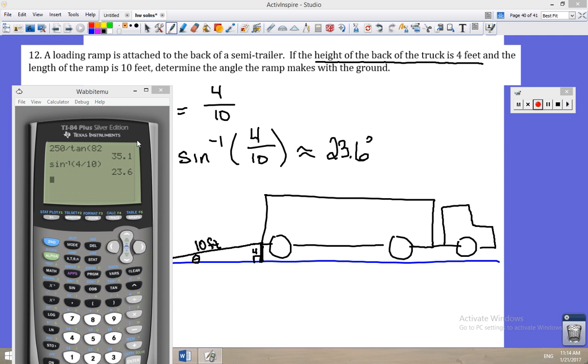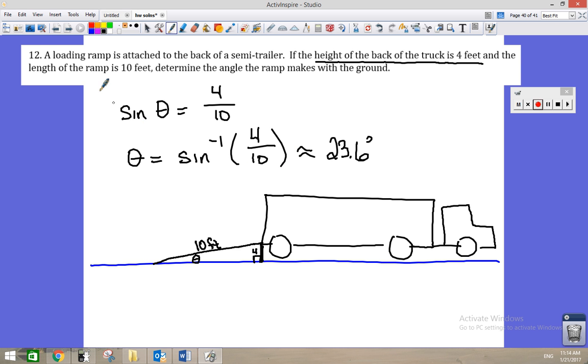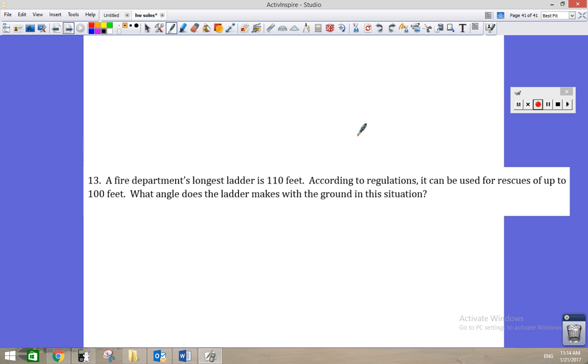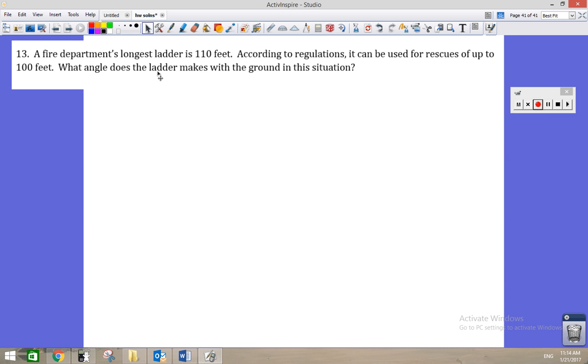So there's our answer. Not as fun as the Batman problem, but alright, so let's take a look at this. A fire department's longest ladder is 110 feet. According to regulations, it can be used for rescues of up to 100 feet. What angle does the ladder make with the ground in this situation?